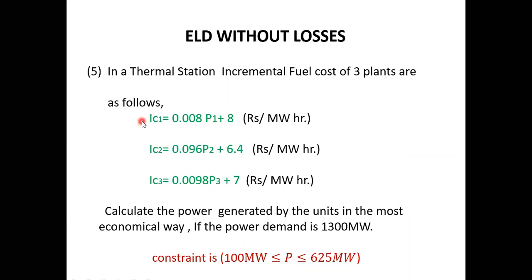So they have given 3 incremental cost curves for 3 different plants, and they have given the total power demand, that is 1300 megawatts. So we need to find out the power generated by the units in the most economical way. Means we need to find out P1, P2 and P3. It is just similar to our previous problems, but let's see how to do the solution.